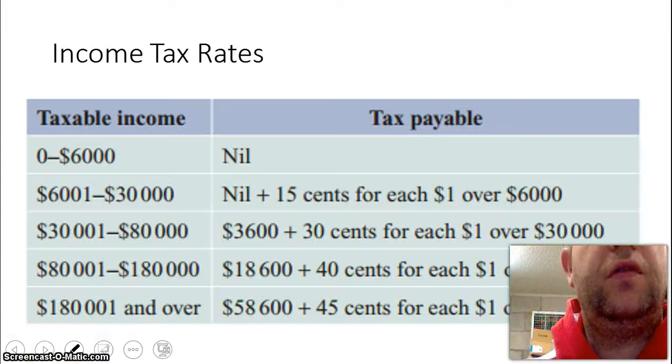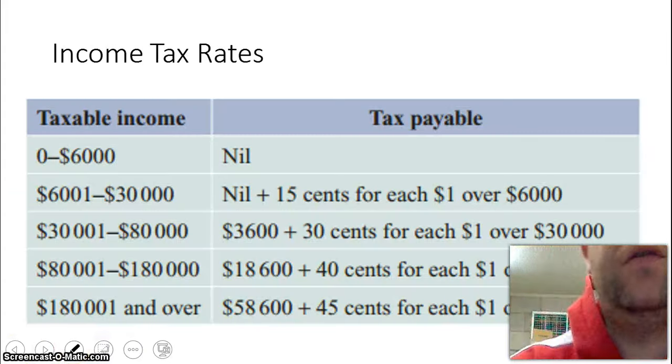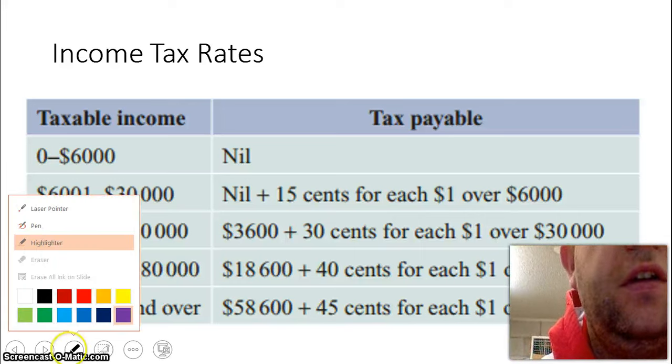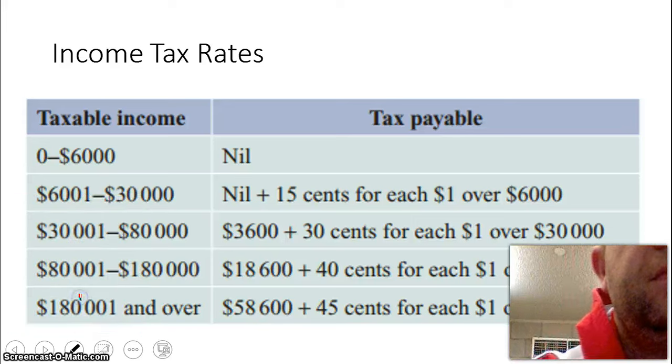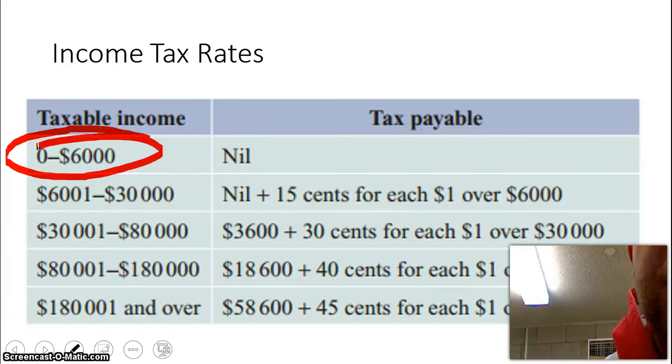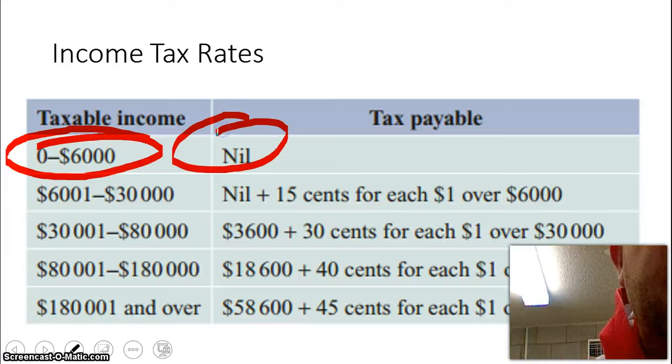So there's the income tax rates. That's from a couple of years ago. You can see that the income is in brackets, and we call those income tax brackets. So if you earn under $6,000, for example, you pay no tax.